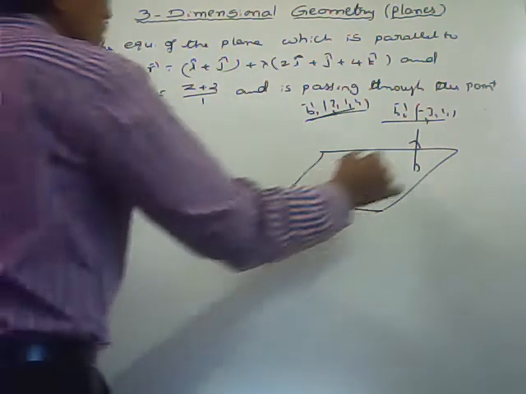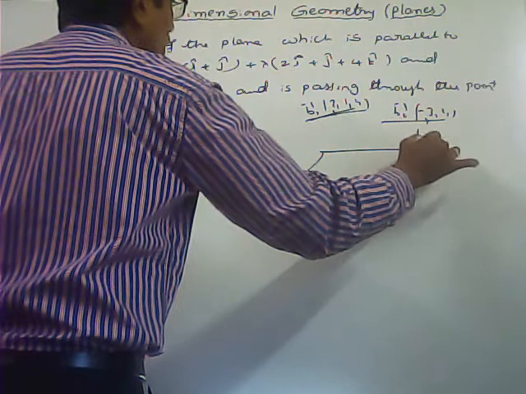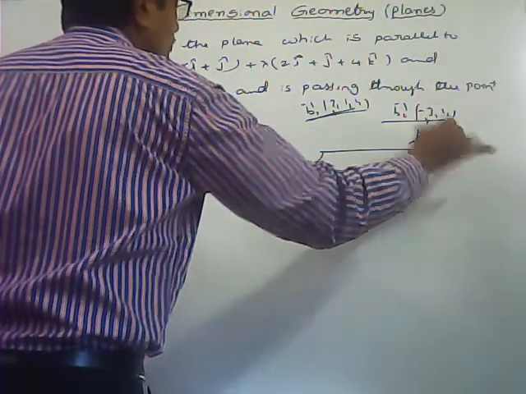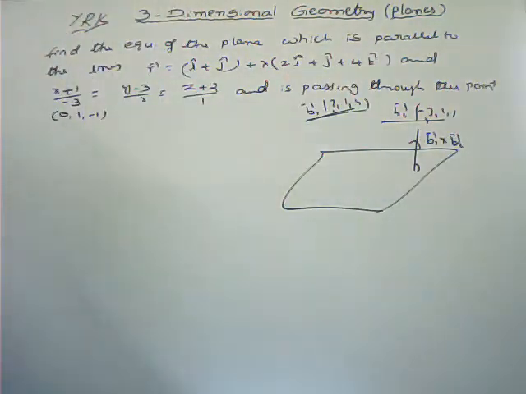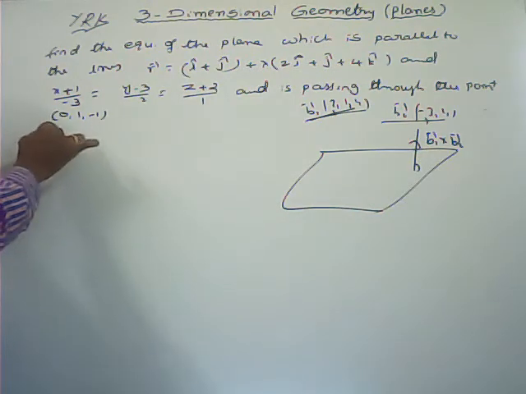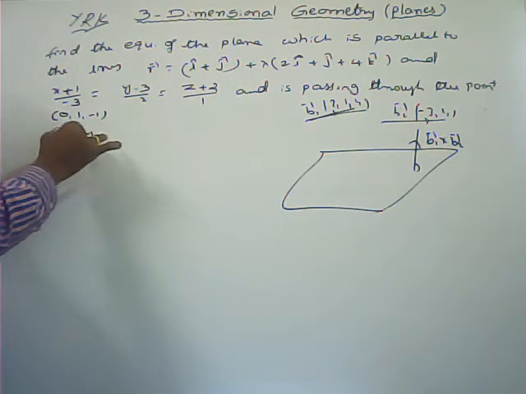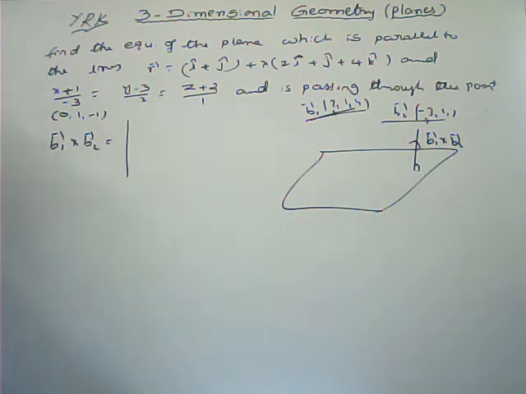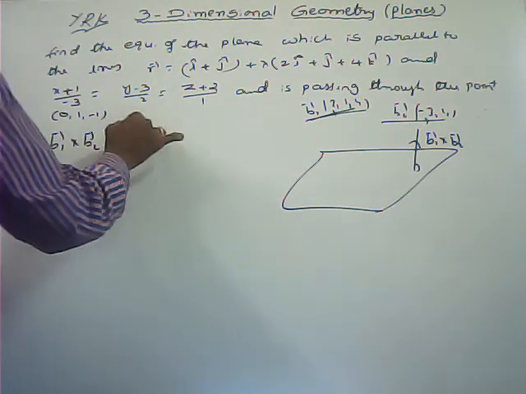That is, we can say b1 bar cross b2 bar only. Now first you can find b1 bar cross b2 bar. This one we can do in two different ways, both the ways I will say. Here b1 bar cross b2 bar, what am I taking here?